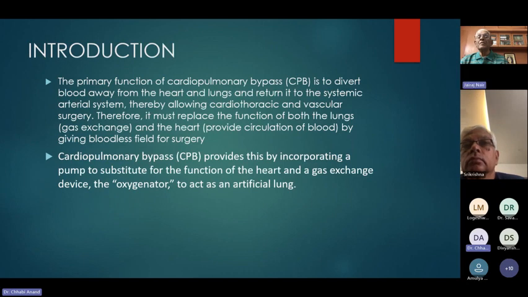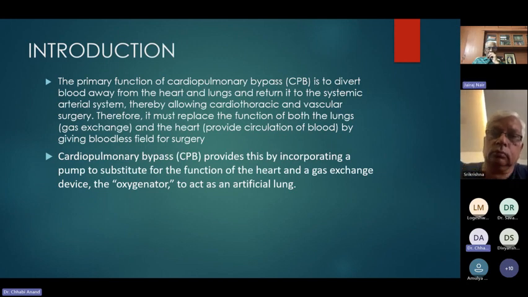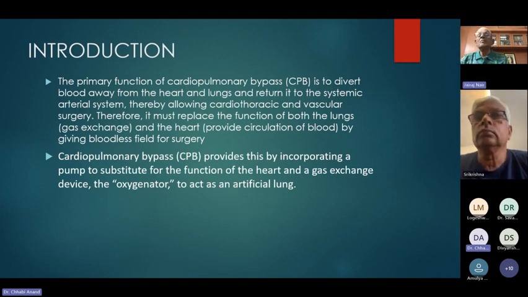Introduction. The primary function of cardiopulmonary bypass is to divert blood away from the heart and lungs and return it to the systemic arterial system, thereby allowing cardiothoracic and vascular surgeries. Therefore, it must replace the function of both the lungs, that is gas exchange, and the heart to provide circulation of the body by giving a bloodless field for surgery. Cardiopulmonary bypass provides this by incorporating a pump to substitute for the function of the heart and a gas exchange device, the oxygenator, to act as an artificial lung.